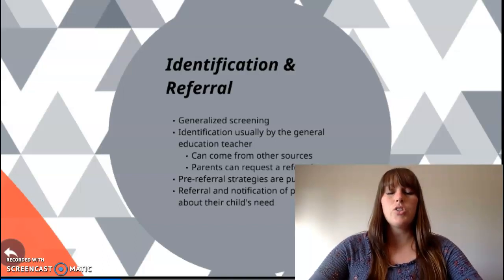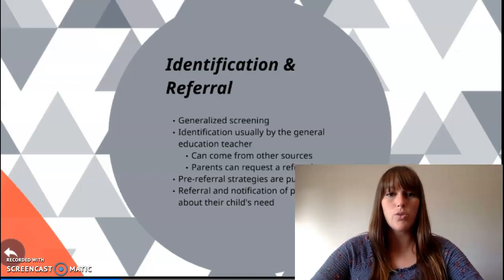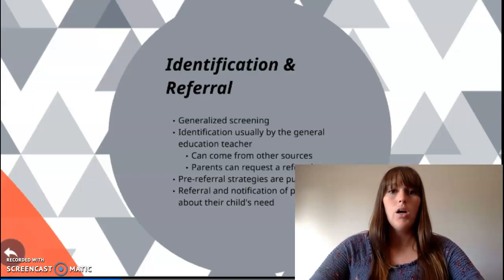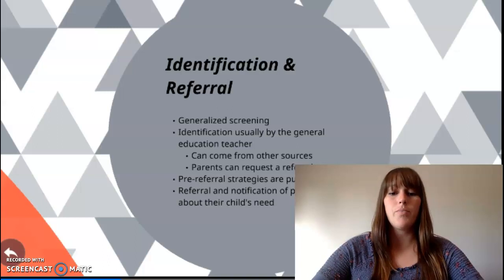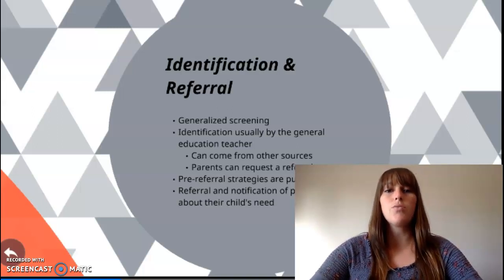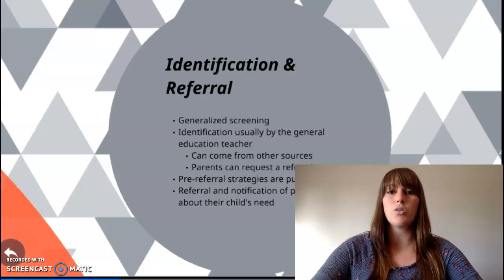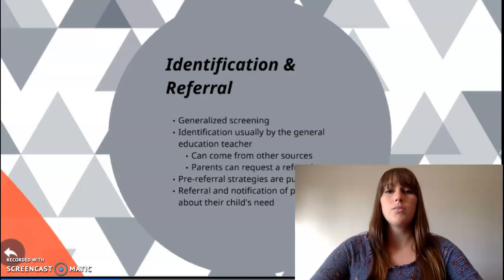This is just a general screening of the entire class. Typically, the teacher will notice students who struggle more than others. Often the referral and identification does come from the general education teacher, and they're really looking for students who are displaying problems in the major subject areas such as reading and mathematics. Referrals can also come from other sources such as the parents. They can request a referral if they think their student's really struggling in multiple areas.